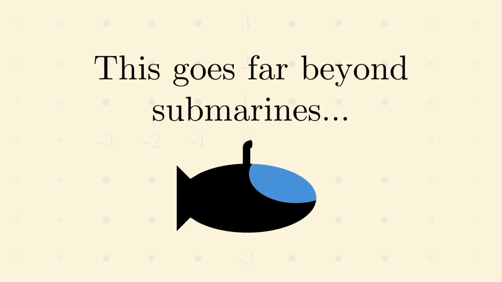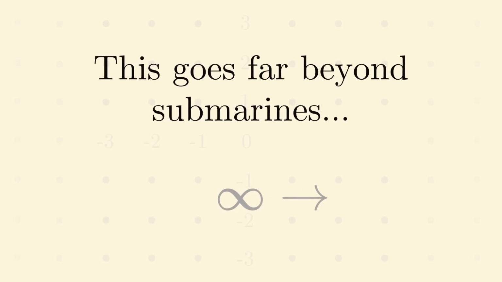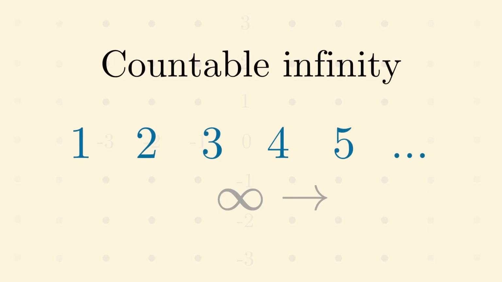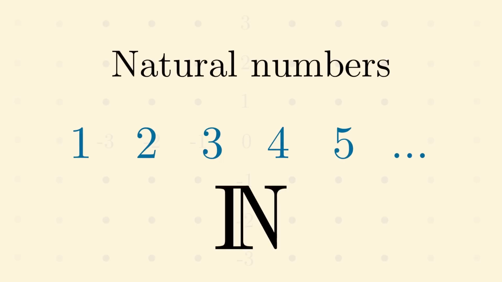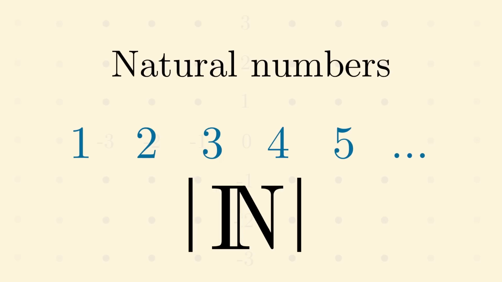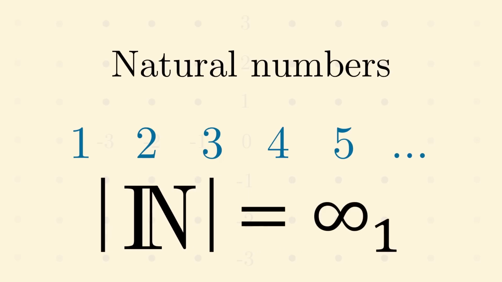What we've just discovered goes far beyond catching submarines. We've stumbled upon what mathematicians call countable infinity, an infinite set which can literally be systematically counted. Let's call this infinity type 1. So, for example, clearly the set of natural numbers is countable, basically by definition. So we say that the size of the set of natural numbers is infinity type 1. Make sense?